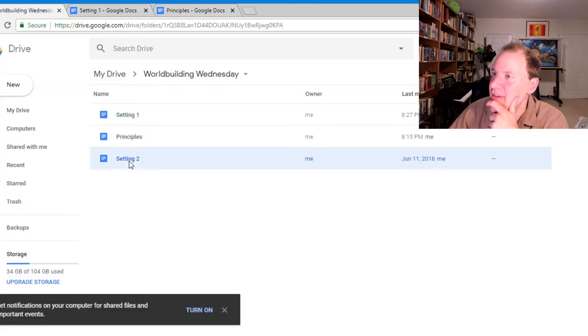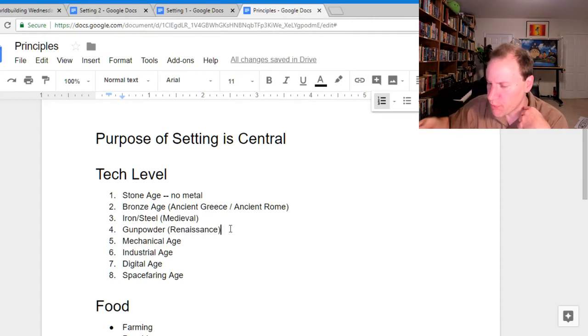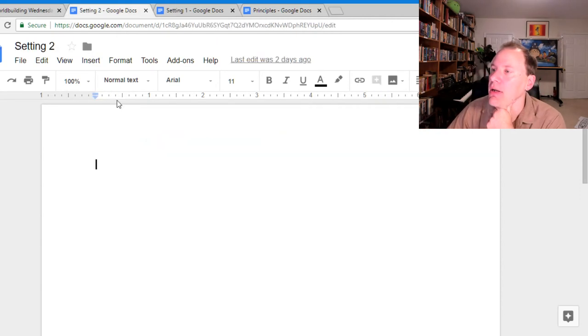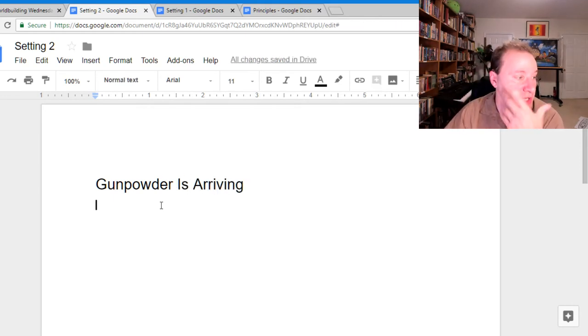Tech level. I think I want to stay fantasy for setting one, but let's move forward into, do I want to go medieval or do I want to go gunpowder? Let's do something on the edge. So this is going to be gunpowder. Gunpowder is arriving. This is sort of an advanced medieval world. There's iron, there's steel, and gunpowder is now being formed into effective muskets, cannons, things along those lines.